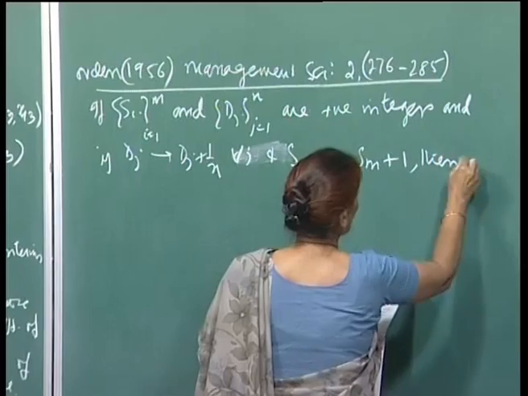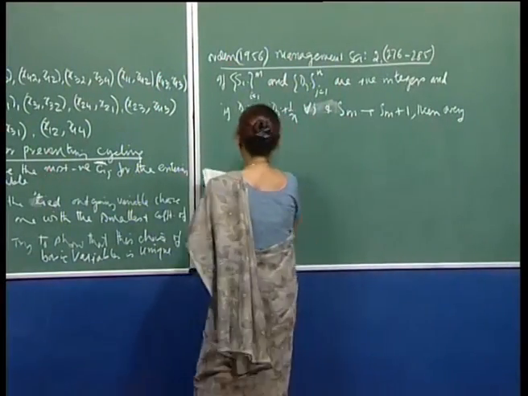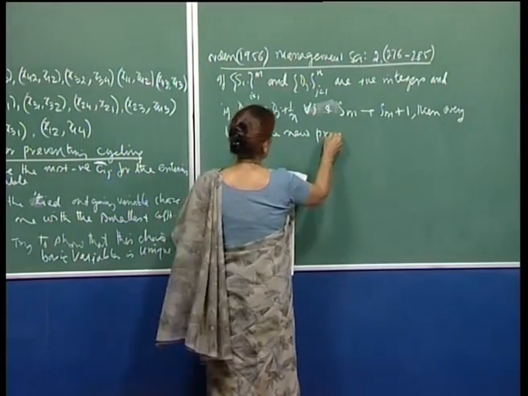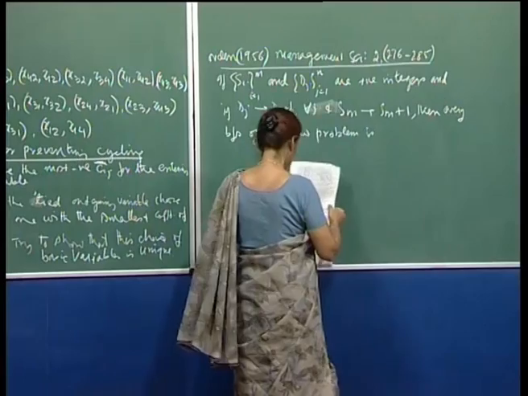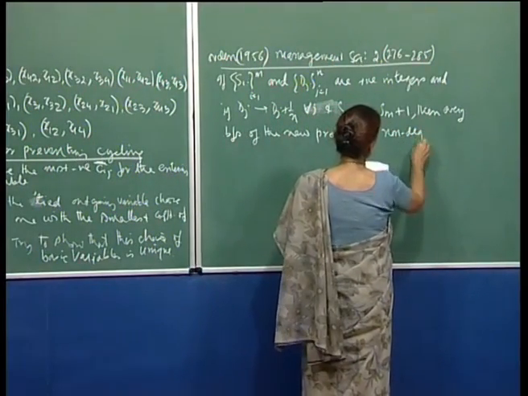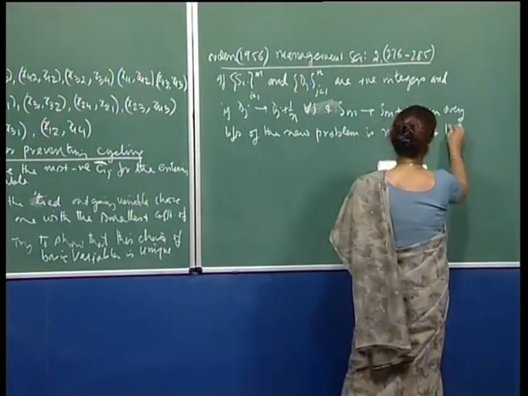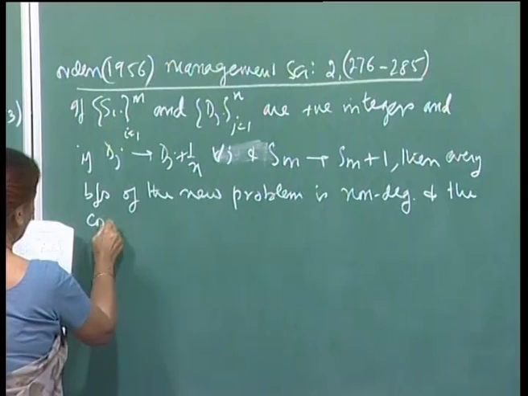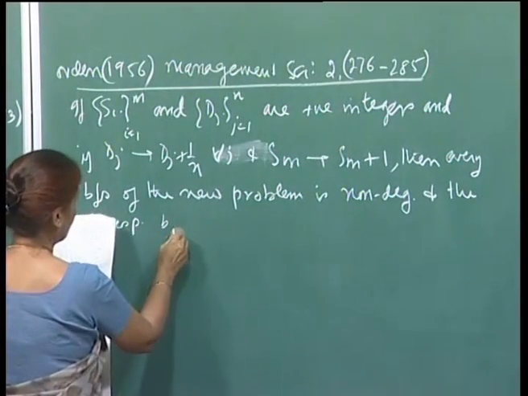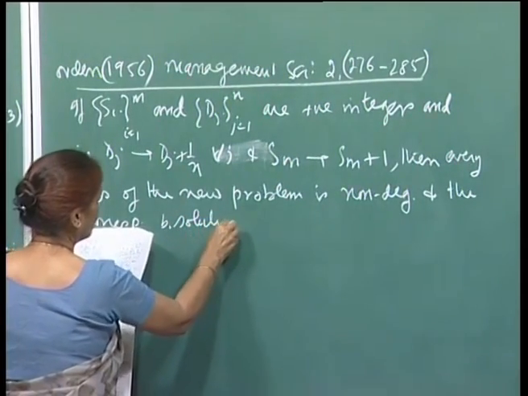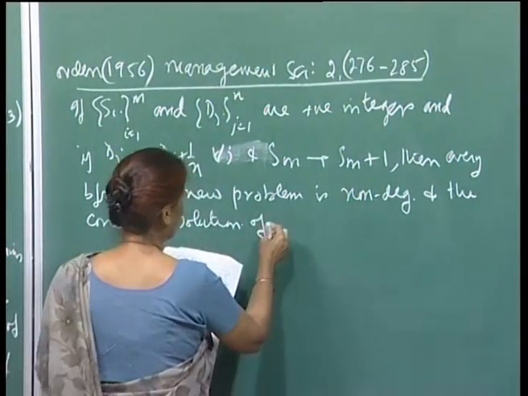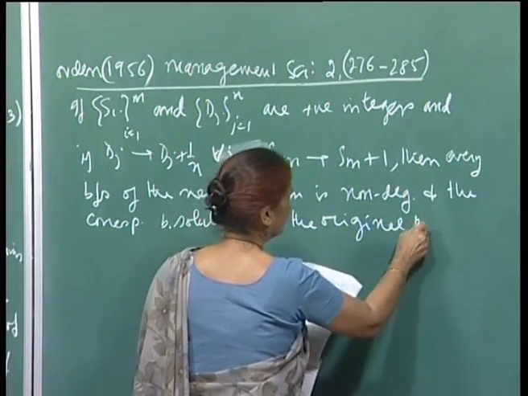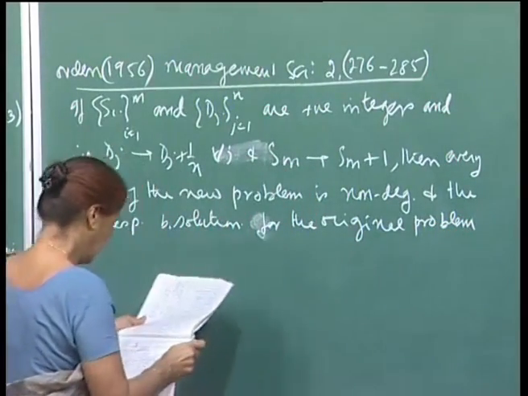Then every basic feasible solution of the new problem is non-degenerate, and the corresponding basic solution for the original problem is always feasible. Okay.